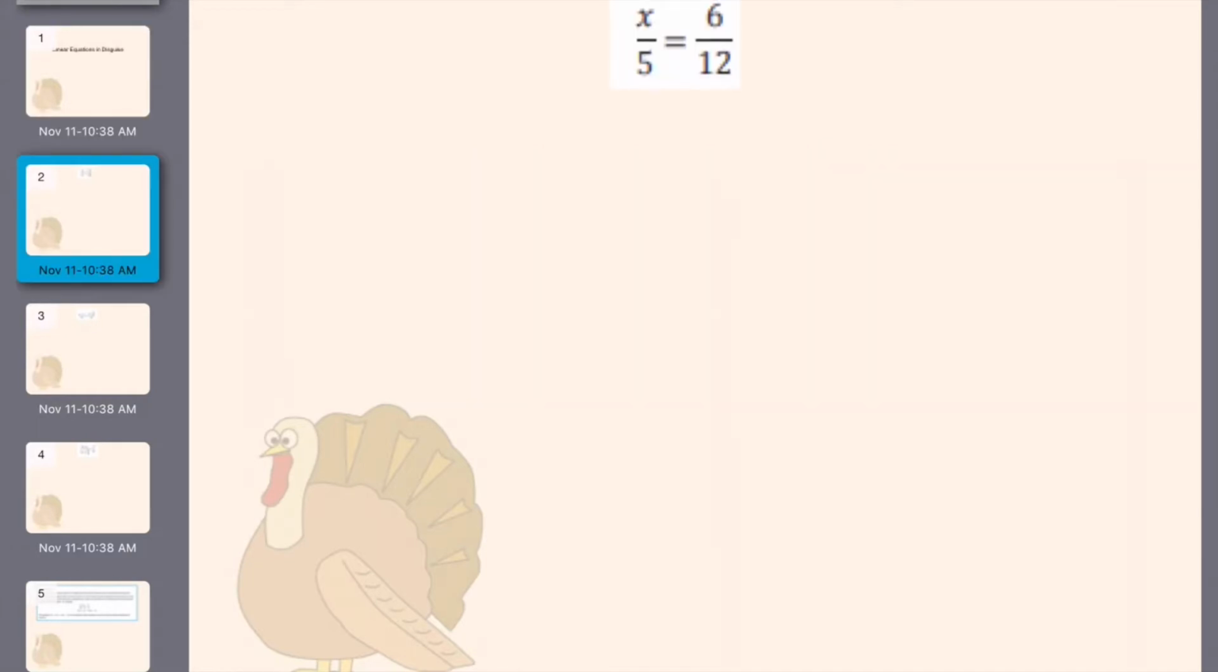This just looks like a general proportion. And if we don't remember what a proportion is, remember that's when two fractions, two ratios, are set equal to each other. The way that we go about trying to solve this is that we need to cross multiply and then divide. So this is where we're going to do that. I'm going to multiply these two together. So I do 12 times x equals 6 times 5.